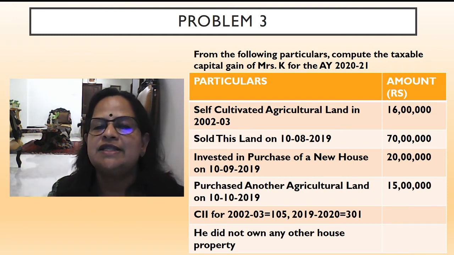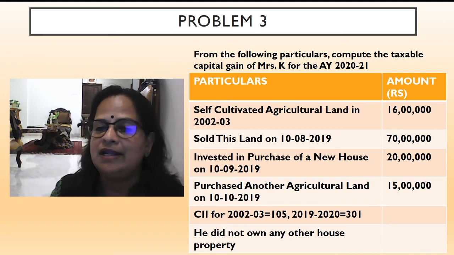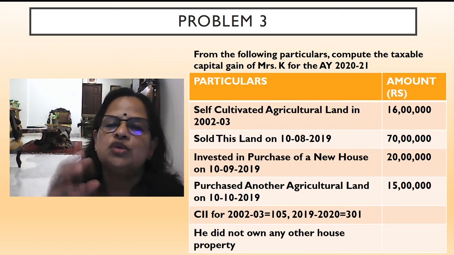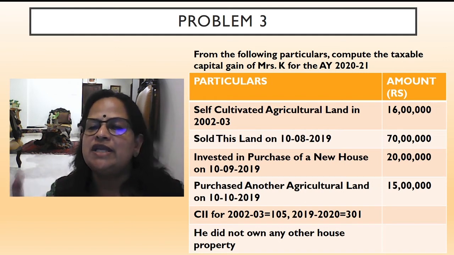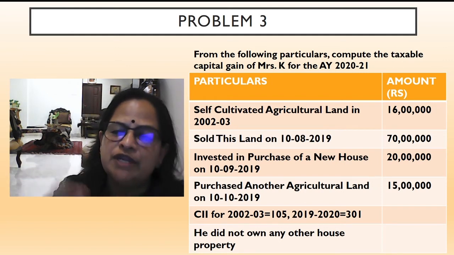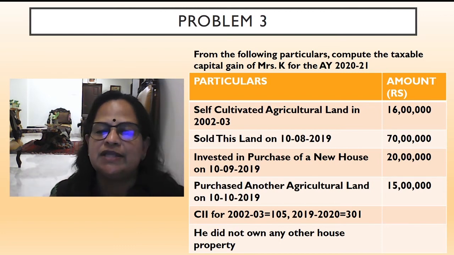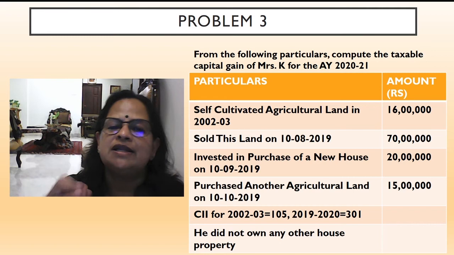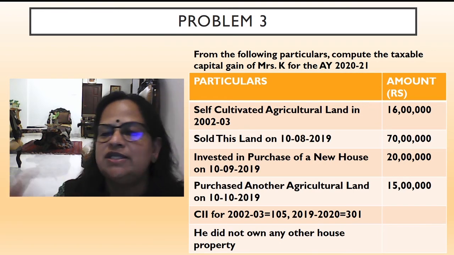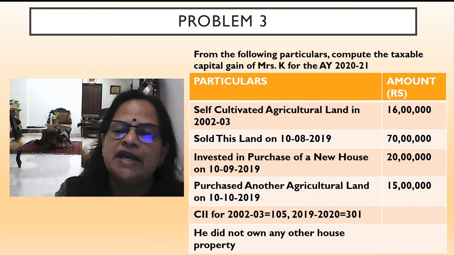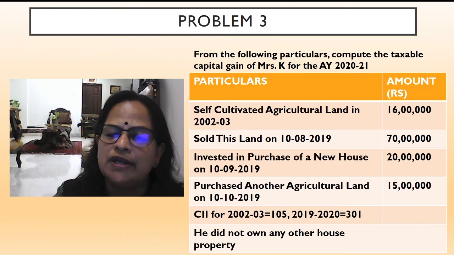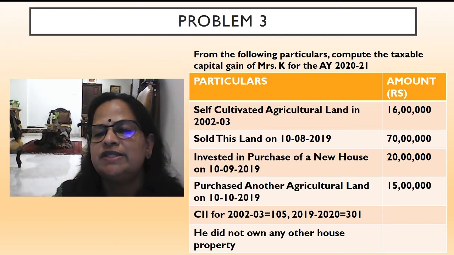Self-cultivated agricultural land acquired in 2002-3, so it is agricultural land, 16 lakhs. Sold this land on 10/8/2019 for 70 lakhs. Invested in purchase of a new house on 10/9/2019, 20 lakhs. Purchased another agricultural land on 10/10/2019, 15 lakhs. So CII for 2002-3 is 105, 2019-20 is 301.